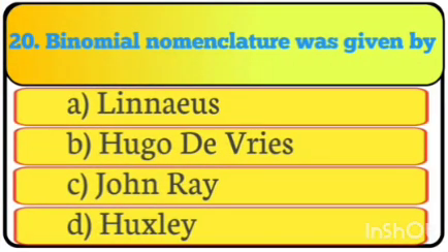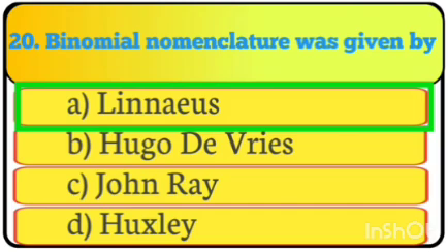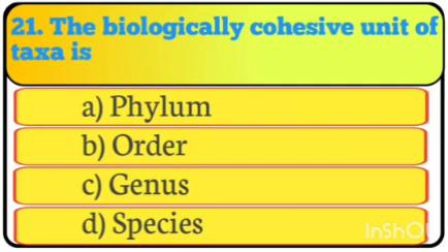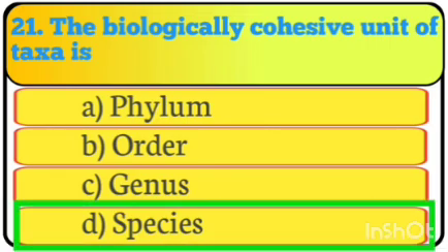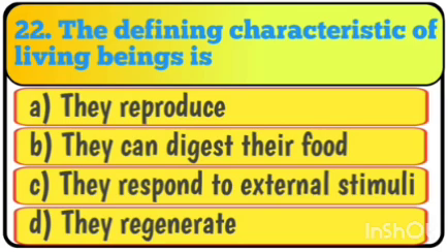Next, binomial nomenclature was given by: A. Linnaeus, B. Hugo de Vries, C. John Ray, D. Huxley. Correct answer is option A. Linnaeus. Next, the biologically cohesive unit of taxa is: A. Phylum, B. Order, C. Genus, D. Species. Correct answer is species. Next, the defining characteristic of living beings is: A. They reproduce, B. They can digest their food, C. They respond to external stimuli, D. They regenerate. Correct answer is option C.